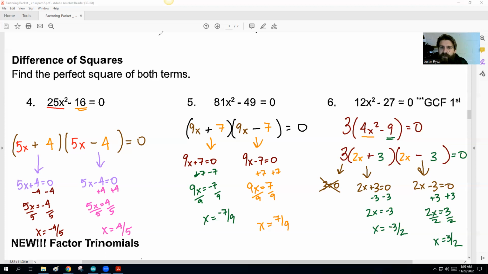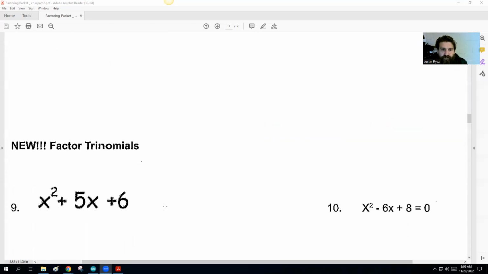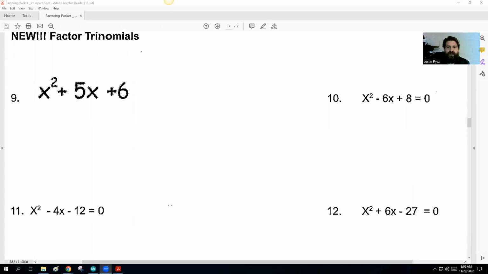And the last type of factoring that we went over was factoring trinomials. So remember, when we did factoring trinomials, this problem's missing an equals 0. What we want to do is, when we have 3 terms, we're going to try to figure out what 2 numbers multiply together to get us the last number, and then add together to get the middle number. So we use the times table here, and that would be 2 and 3. 2 times 3 is 6. 2 plus 3 is 5.